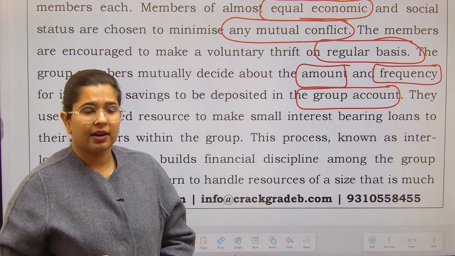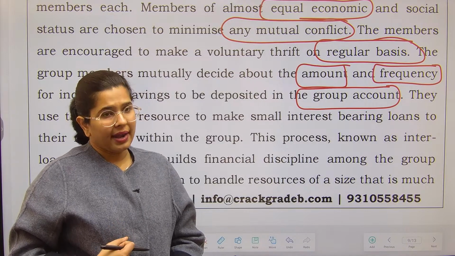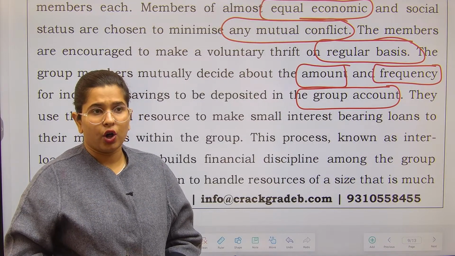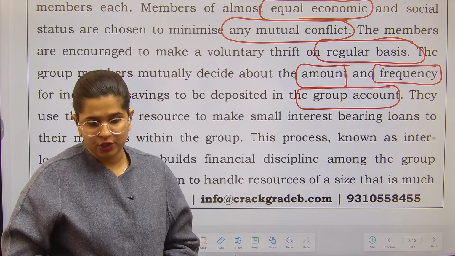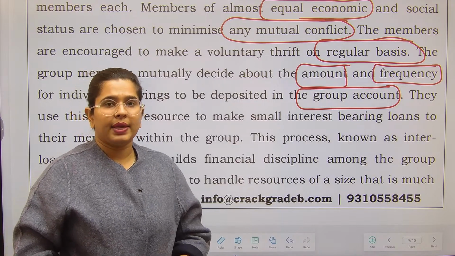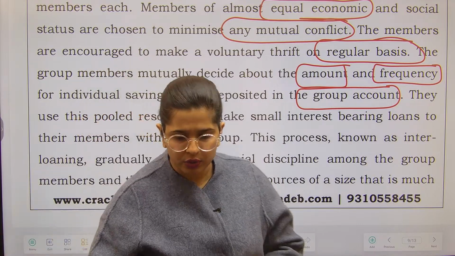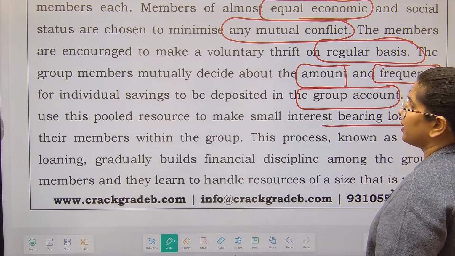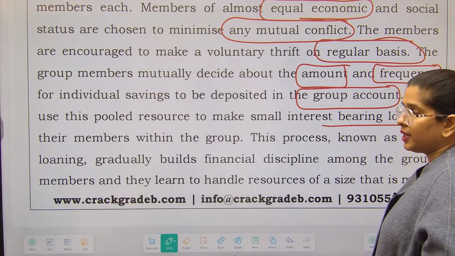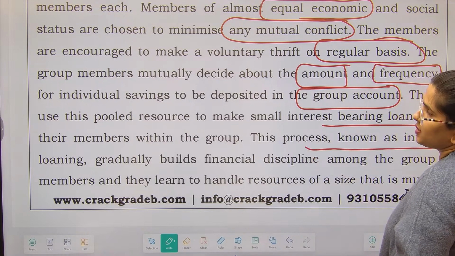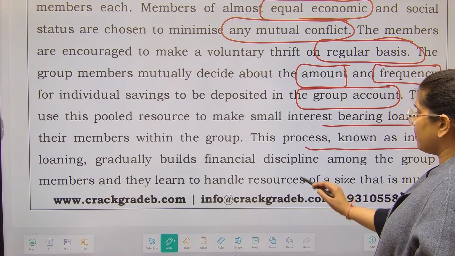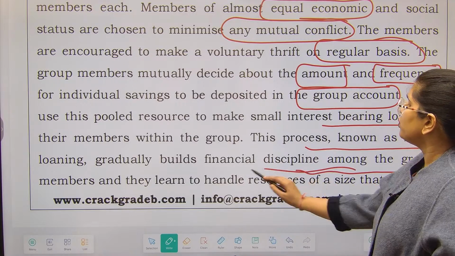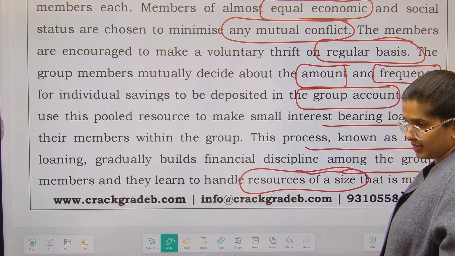When you act in a self-help group, obviously you get formal banking loans. A credit gets established for you, and it has been seen that such loans also have a lower percentage of NPA. NPA is not that high. They use these pooled resources to make small interest-bearing loans to their members within the group, right? This process is known as interloaning. They gradually build financial discipline among the group members, and they learn how to handle resources of a size.